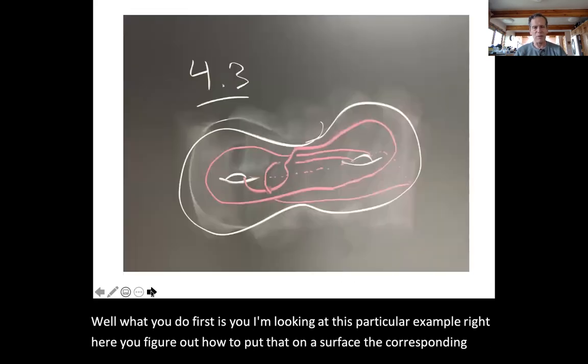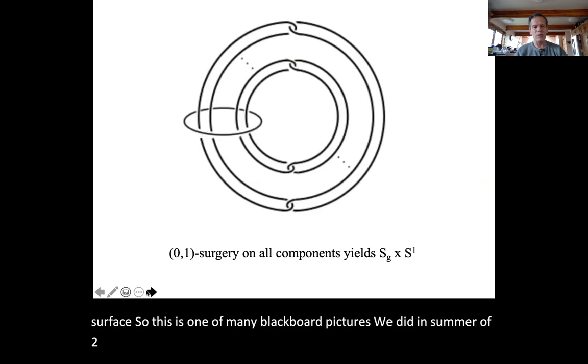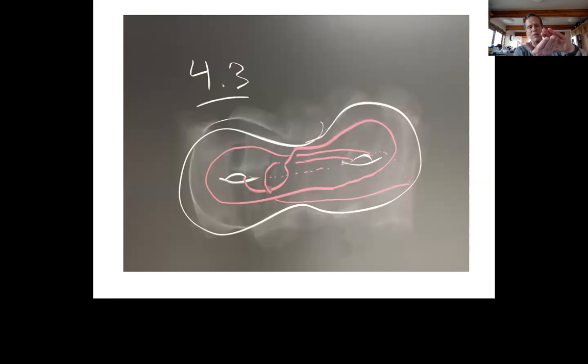So this is one of many blackboard pictures we did in summer of 2018. And then what I'm going to do is take this picture, which remember is a knot or link in a thickened surface, and double it. When I say double it, I mean I'm going to take a second copy, a reflection of this thickened surface, and glue one of its boundaries to the outer boundary of this one and the other boundary to the inner boundary of this one.